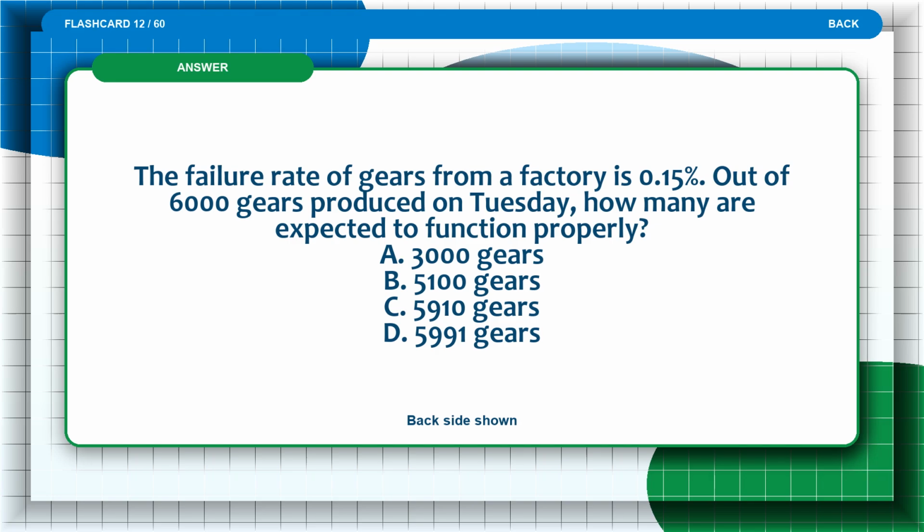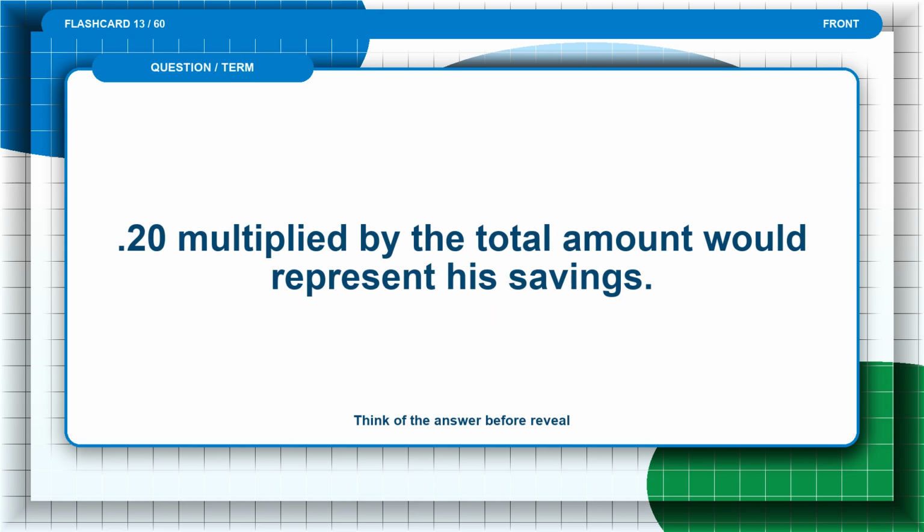The answer is: the failure rate of gears from a factory is 0.15%. Out of 6,000 gears produced on Tuesday, how many are expected to function properly? A, 3,000 gears; B, 5,100 gears; C, 5,910 gears; D, 5,991 gears. Flashcard 13. 20 multiplied by the total amount would represent his savings. Think of the answer before the reveal.